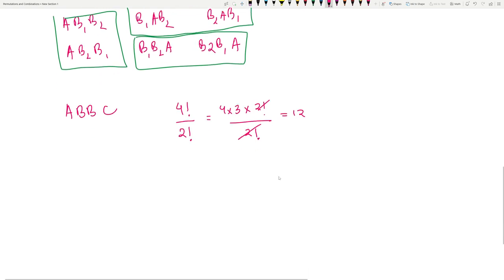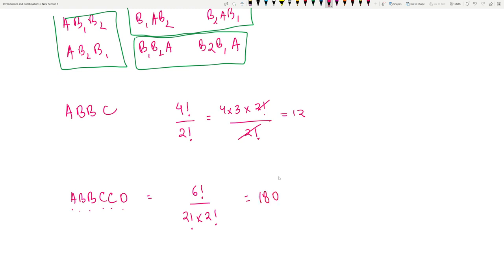Okay, let's move on to another example. What if we have multiple repetitions, like A, B, B, C, C, D? Your first step will be to count all the letters: 1, 2, 3, 4, 5, 6. So that's going to be 6 factorial divided by how many repetitions you have. Careful, it's not 4 factorial, but rather 2 factorial times 2 factorial, because B's and C's are not identical, so you have to consider them separately. So it's actually 6 factorial by 2 by 2, which is 180.